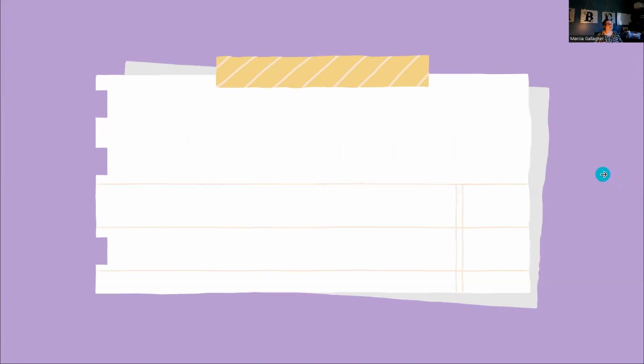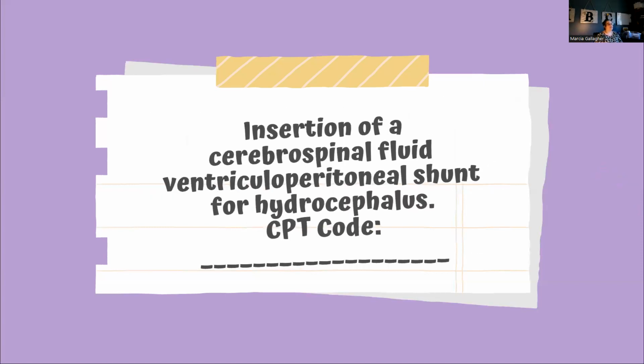All right, and this is going to be our last one. Insertion of a cerebrospinal fluid, I'm not even going to go there, shunt for hydrocephalus. So what did we actually do? What did we put in? We put a shunt, right? So that's where we're going to start, shunt. Okay, so shunt.